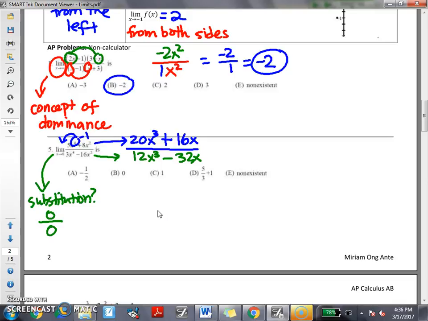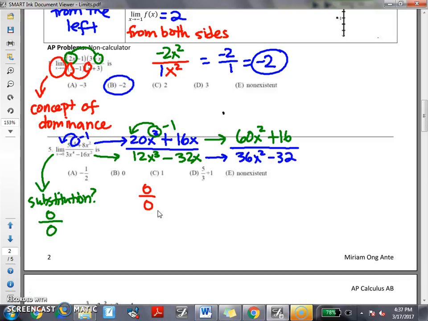Okay, now if I stop here and I try to plug in 0, there's a problem. This still becomes 0 over 0, and we still don't like it. So we have to do L'Hopital's rule one more time, or however many times we need, so that we can get an actual value that is not 0 over 0. So we have to do it again. Same steps. Circle the exponent, bring it down, subtract 1. That becomes 60x squared plus 16. Do the denominator. Same steps. It'll be 36x squared minus 32.